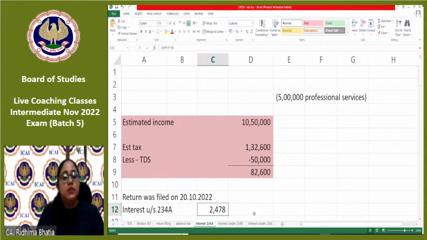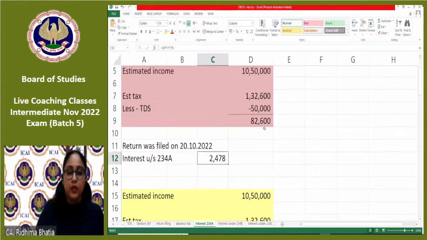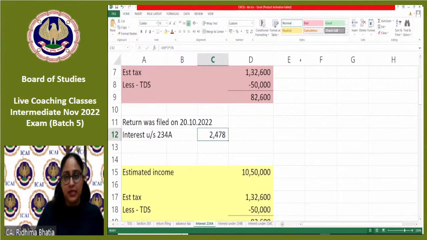So 82,600 into 1% into 3. This is the interest which I have to deposit with the tax, to enable myself to file the return of income. My income return will not be filed if the interest or tax is undue. Now let's take the second scenario.